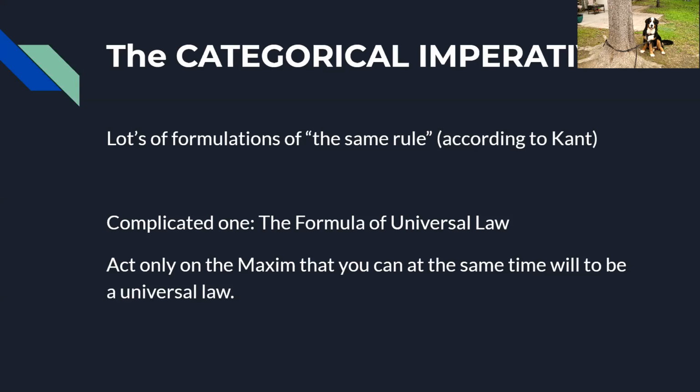This formula is called the formula of universal law. And basically it says this: act only on the maxim that you can at the same time will to be a universal law. What that basically says is that you should follow the rules that you can at the same time think everybody should follow. You should do things in accordance with rules that you think everybody in the whole world could follow at the same time. That's basically Kant's categorical imperative.